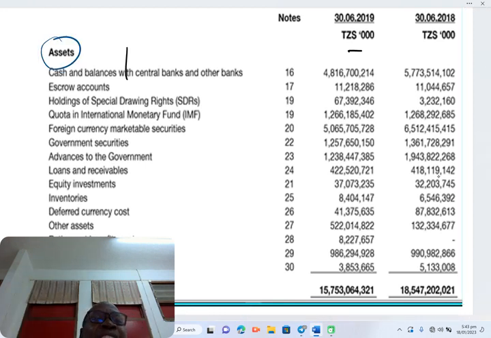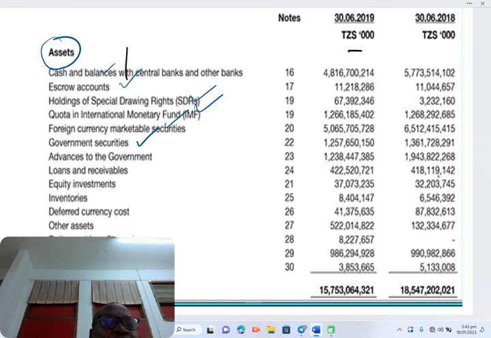Assets. Now on these assets, we have extra accounts. Do you see? We have cash and cash balances. We have holdings of special drawing rights. A lot of things, you see them there. And they have what? Government securities. Once you go into details, these government securities are what we classify as financial instruments. Do you understand from there?